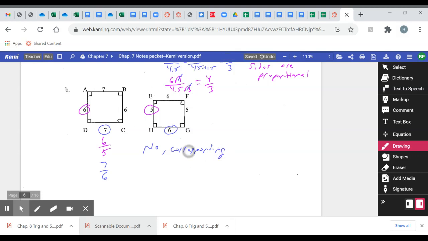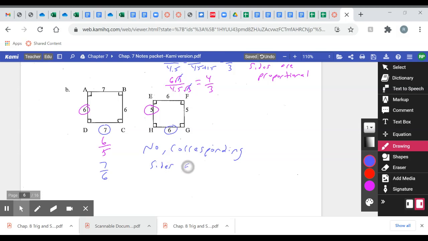Corresponding sides aren't proportional. All right, and I can show that by saying that 6/5 is not equal to 7/6.